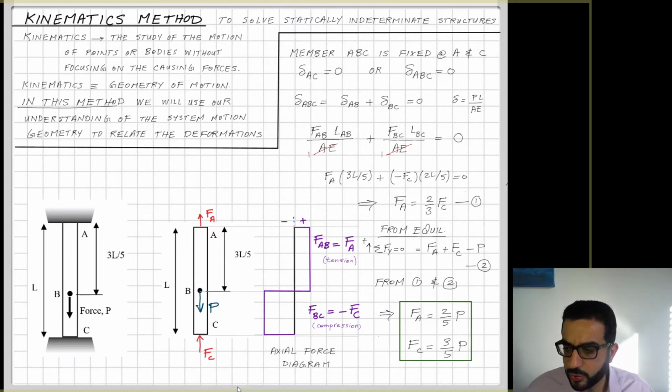One thing to note here is that because P is closer to support C, the reaction at C will be more than the reaction at A. So Fc will be 3/5 of P compared to Fa, 2/5 of P.